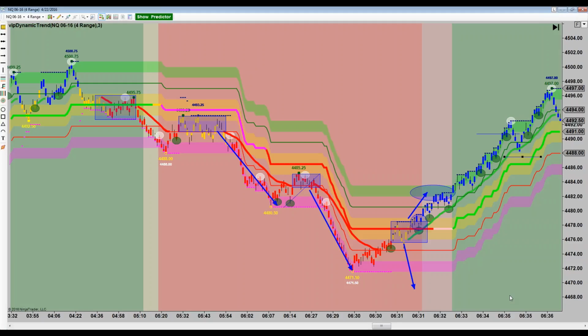All right? Okay, good. Well, let's play the rest of this out, and let's see what happens with this trade and how it ends. And then we'll go on to look at another trade.